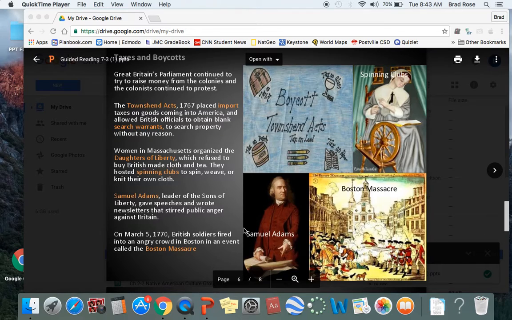As a result, more protests occurred. Women started to organize in groups called the Daughters of Liberty and refused to buy British-made cloth and tea, and created spinning clubs where they would weave and knit their own cloth as well as drink herbal teas. Samuel Adams, the leader of the Sons of Liberty, gave speeches, wrote newsletters, and also tried to stir up public anger and spread this hatred of Great Britain throughout the colonies, not just Boston.